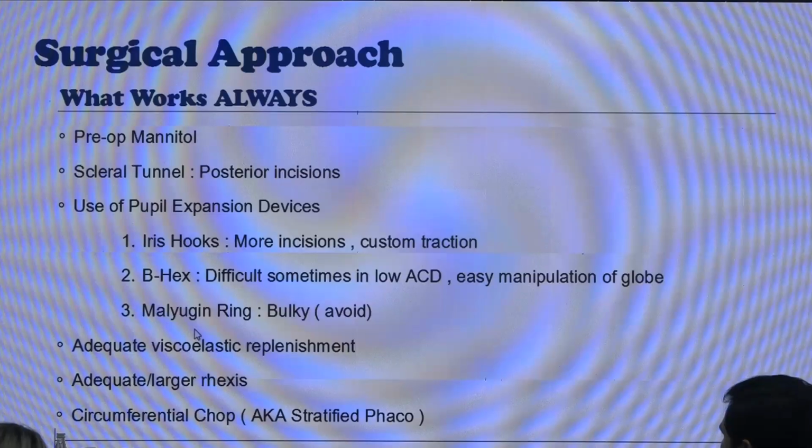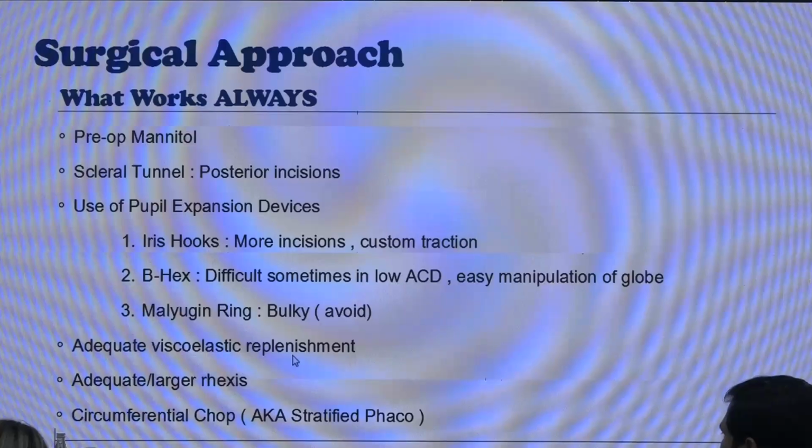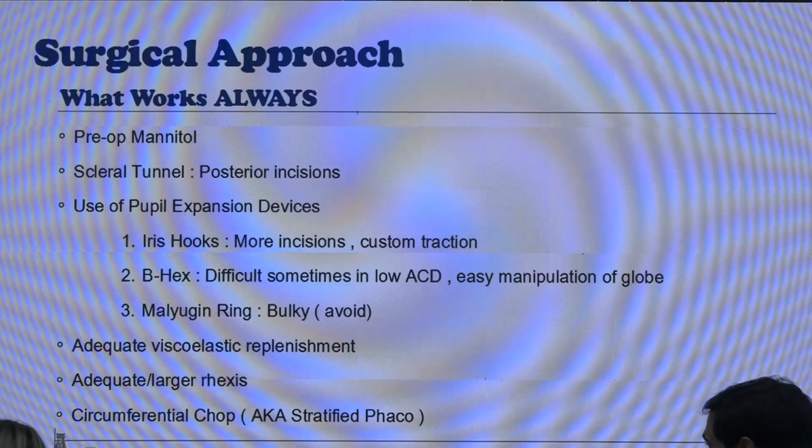Iris hooks are my preferred choice because I can customize the amount of pull or the dilatation that I am going to make in the pupil. The B-Hex ring is also a good alternative, but it is sometimes difficult when there is a very shallow anterior chamber, although it adds the advantage of easier manipulation of the globe if you generally move your globe from the primary position while doing phaco. The Malyugin ring is a strict no-no for me because it's quite bulky and I have never been able to successfully use it in such an eye.